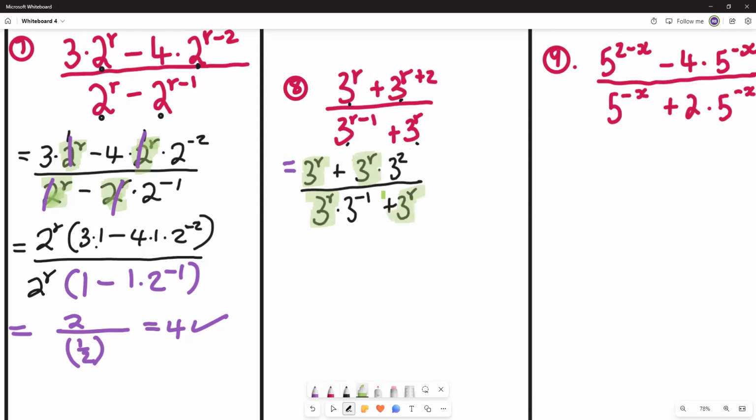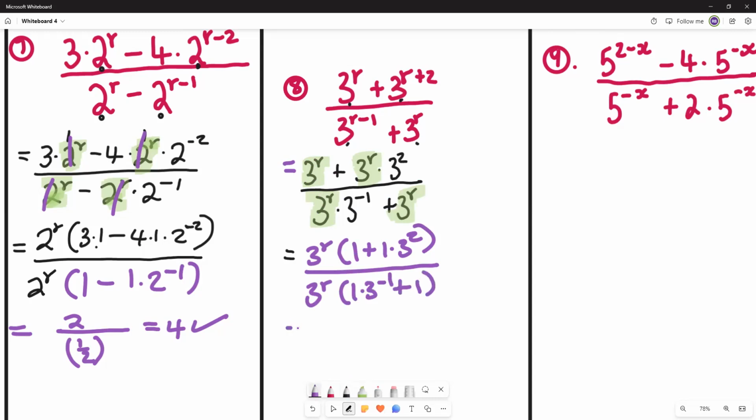You always highlight the ones with an exponent that is a letter. The rest you leave them. Sharp. And then we can see that in this case, we're going to have 3 to the power r as a common factor on top. And remember here we said we replace with 1, then plus 1 times 3 squared. All over 3 to the r, here we're going to have 1 times 3 to the negative 1 plus 1. See? Then you can easily see that this will cancel that.